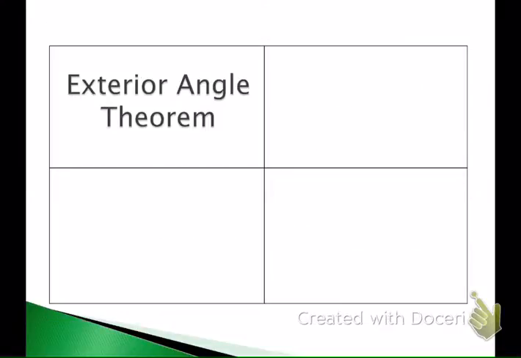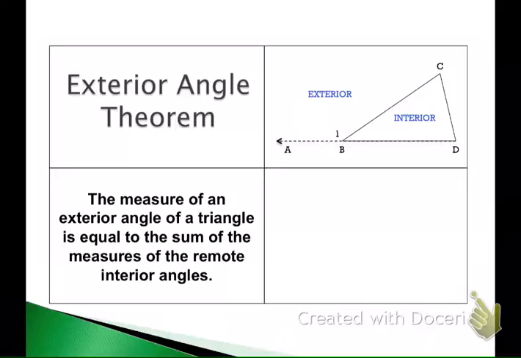So now let's talk about the exterior angle theorem. Okay? So here's what the exterior angle theorem says. It says that the measure of an exterior angle of a triangle is equal to the sum. What does the word sum mean? The total for adding, right? Okay, the sum of the measures of the remote interior angles.